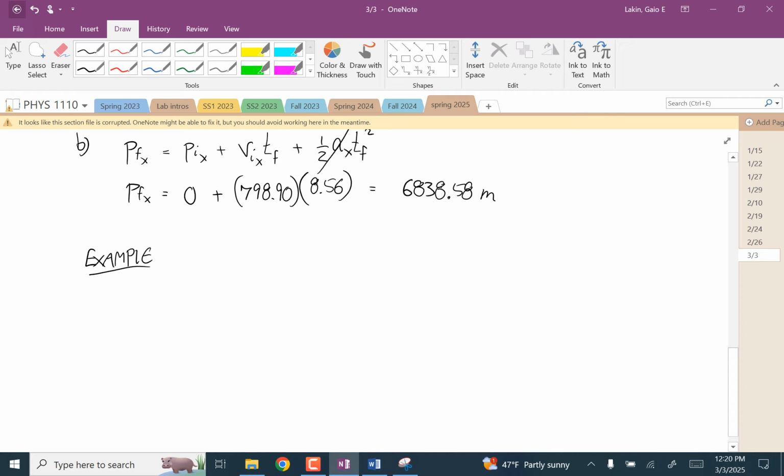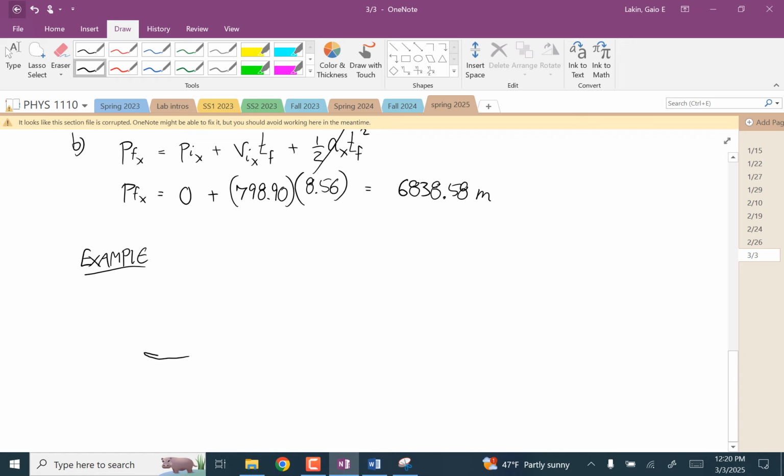Okay, so this is like a party trick you can try later today. So here's you on a skateboard.